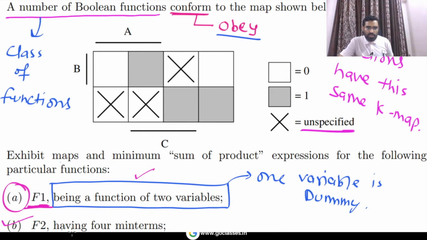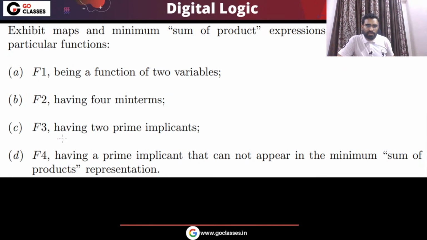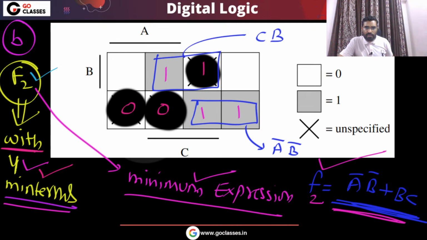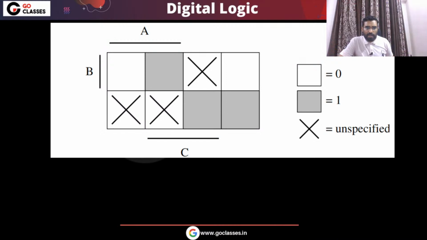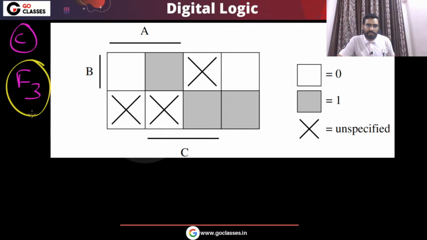So question number 2 we have done. The next question says F3 having two prime implicants. You must have two prime implicants. If you have two prime implicants, then what should you do? Remember, you must have two prime implicants.